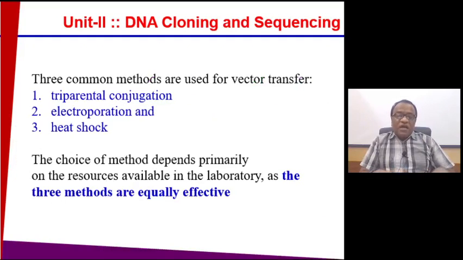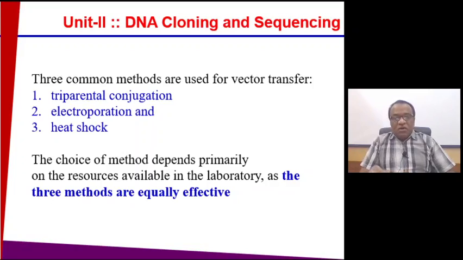Okay. Now, there are three common methods that are used for vector transfer. Number one, the triparental conjugation. Number two, electroporation. And number three, the heat shock. Now, the choice of method depends primarily on the resources available in the given laboratory.